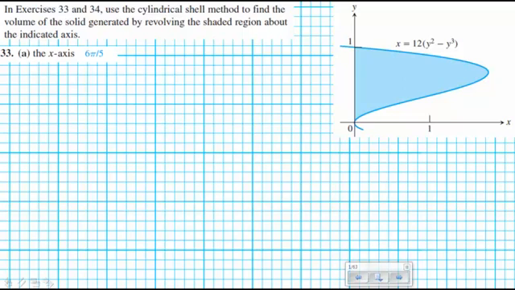So let's try it at number 33, A through D, and I'm going to do this problem 4 times, revolving it around 4 different axes. Let's start with revolving it first around the x-axis. So, as I said before, in order to get an idea of what's going on, I'm going to draw the reflection of this region over the axis.